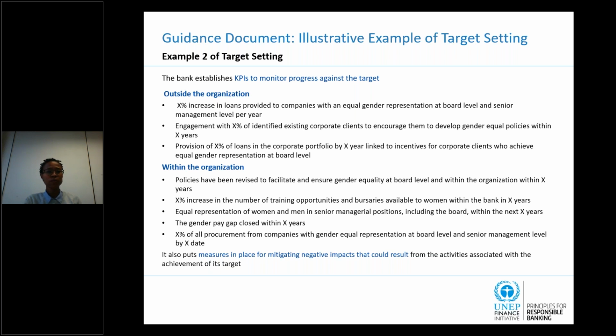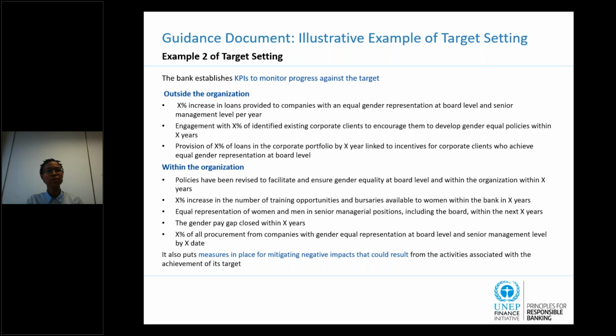And now let's see the KPIs that the bank can set within its organization. Policies have been revised to facilitate and ensure gender equality at board level and within the organization within X years. X percentage increase in the number of training opportunities and bursaries available to women within the bank in X years. Equal representation of women and men in senior managerial positions, including the board, within the next X years. The gender pay gap closed within X amount of years, and X percentage of all procurement from companies with gender equal representation at board level and senior management level by X date.